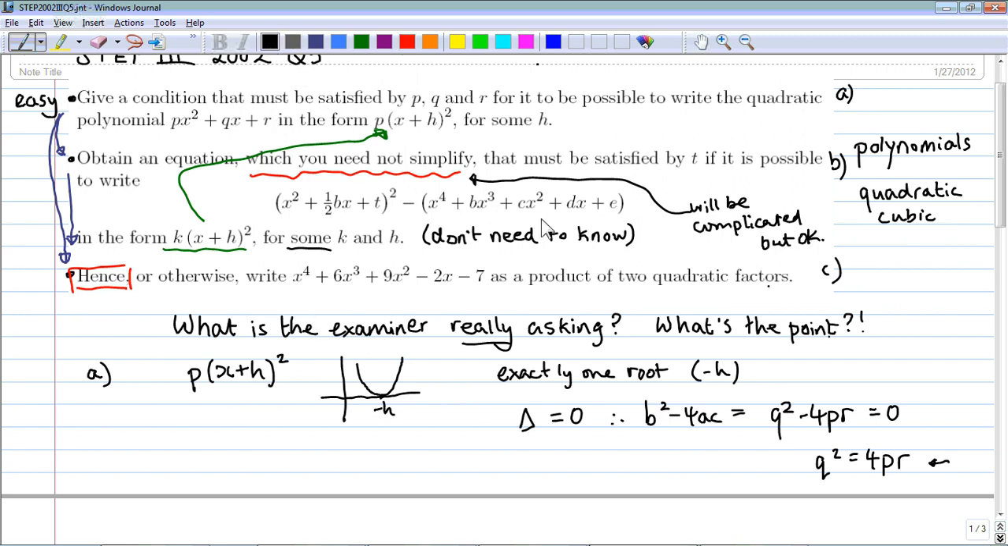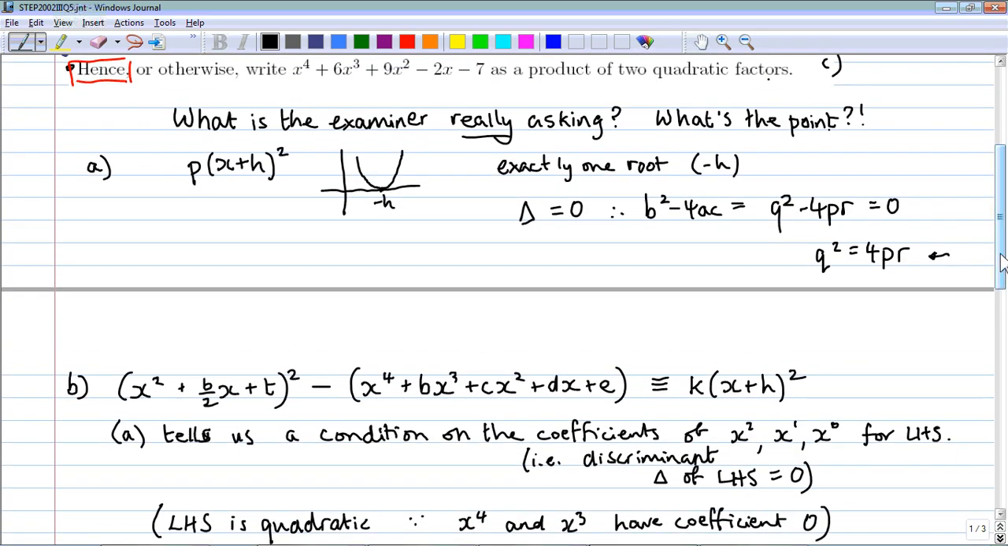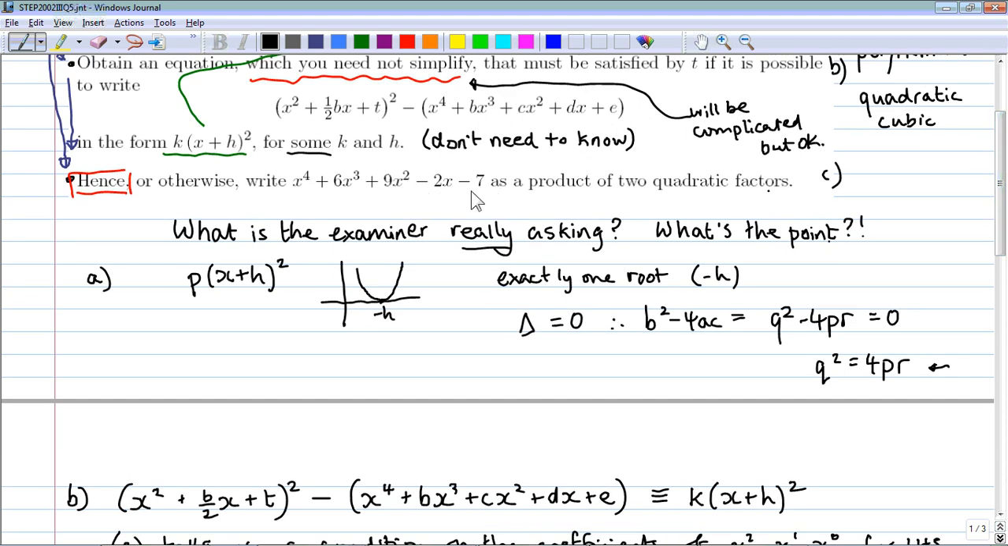So how can we use this rather strange formula, and then this complicated formula that we worked out here, how is that going to help us to do what they're asking in the third part? So they're asking, write this quartic polynomial, quartic because degree 4, as a product, notice the word is product, not sum, as a product of two quadratic factors.